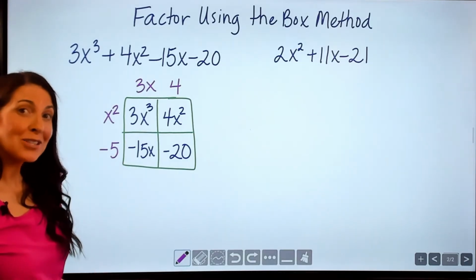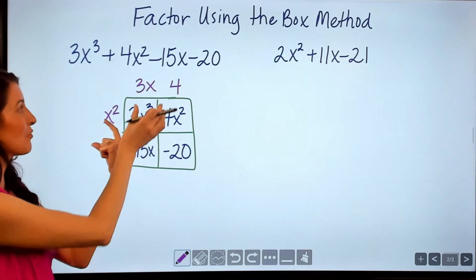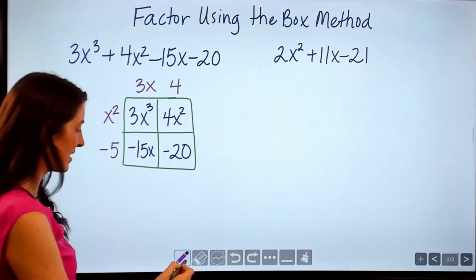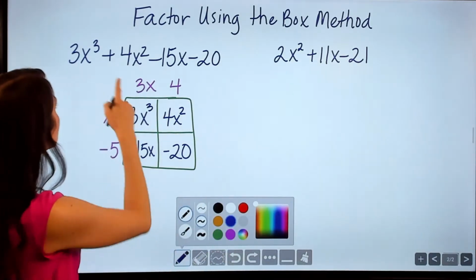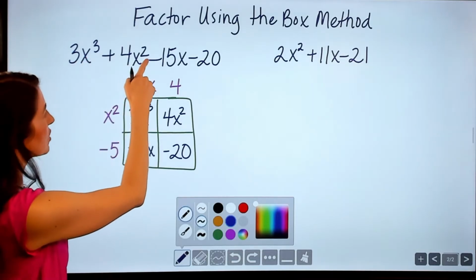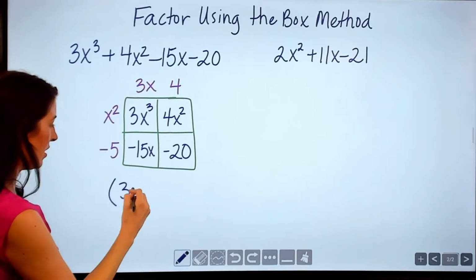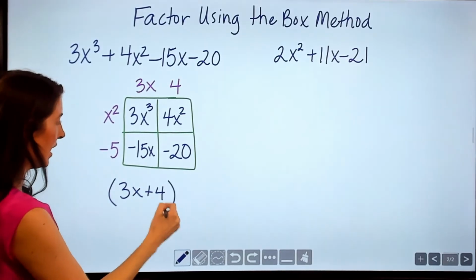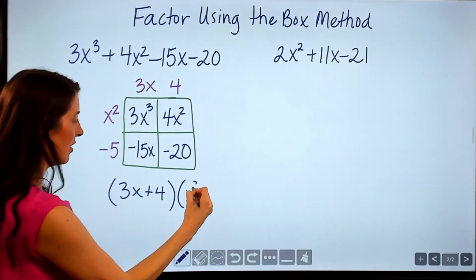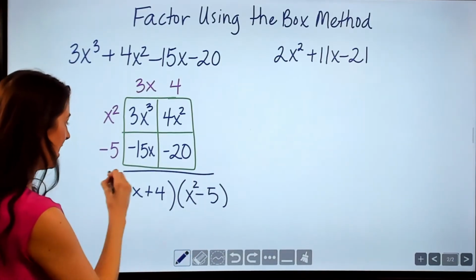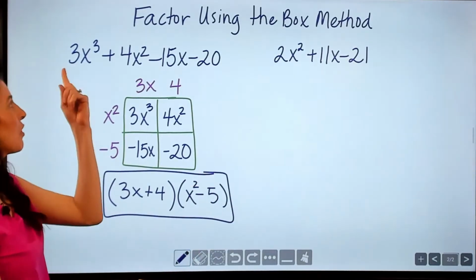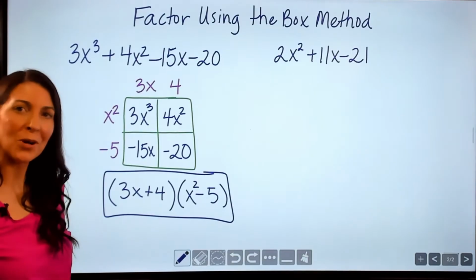And now we actually have our answer. It's just right on the outsides of this box. So the correct factors of 3x cubed plus 4x squared minus 15x minus 20 is 3x plus 4 times x squared minus 5. And we have now factored this 4-termed polynomial.